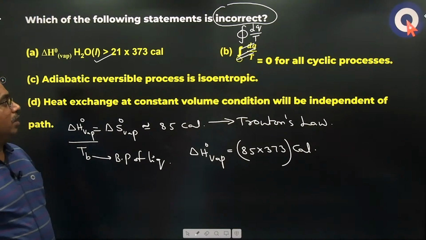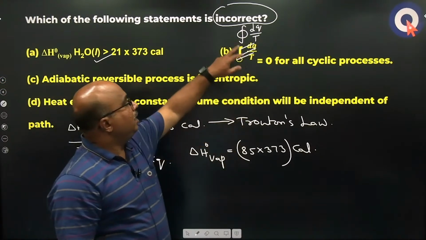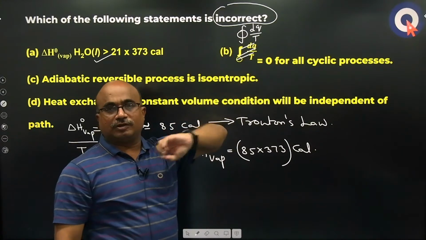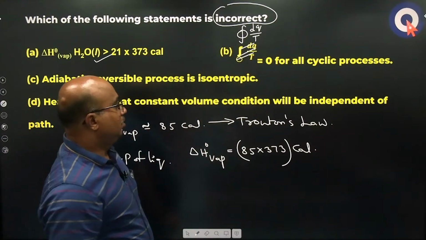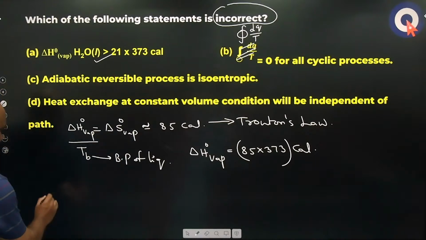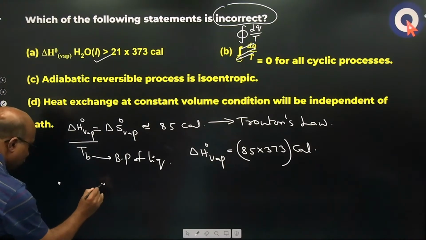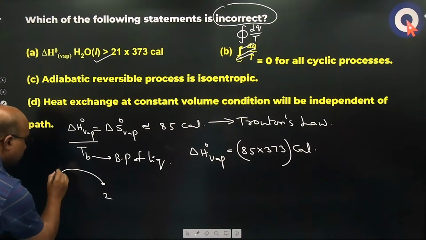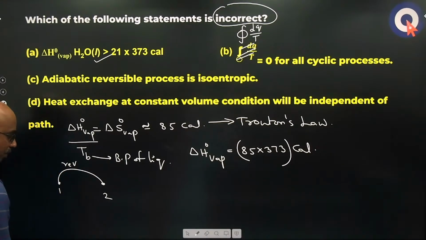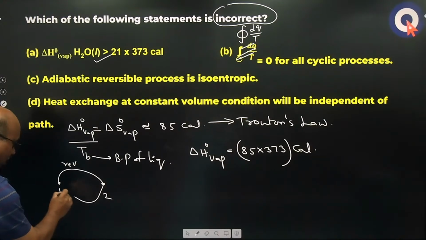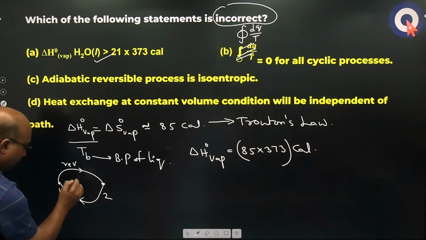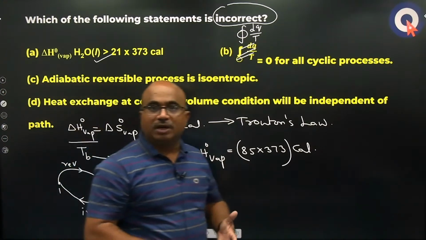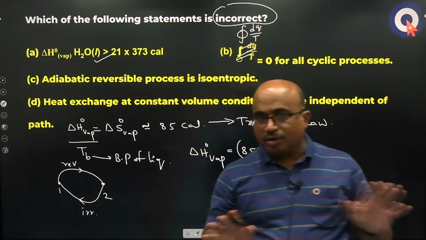Now, the integral of dq by T is 0 for all cyclic processes. But suppose a process is done from 1 to 2 in a reversible path, but the process is done from 2 to 1 in an irreversible manner, that is, the overall cyclic process becomes totally an irreversible process.